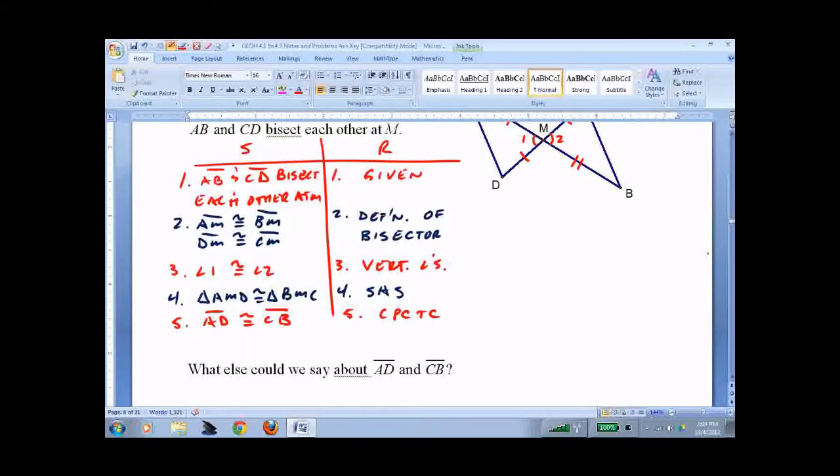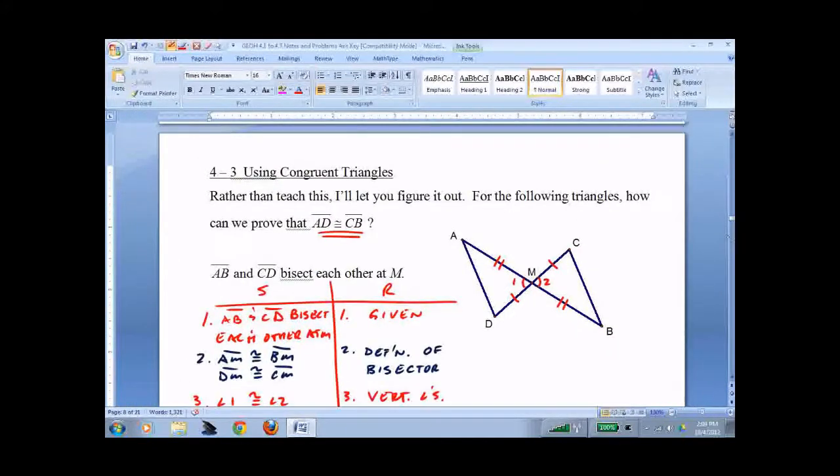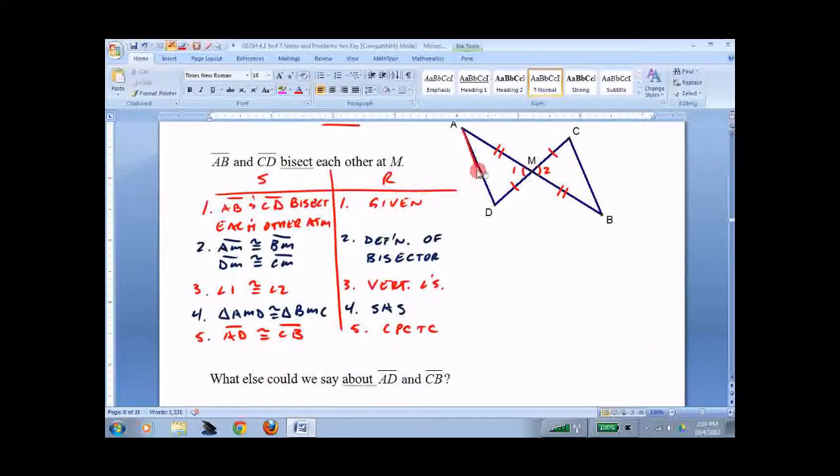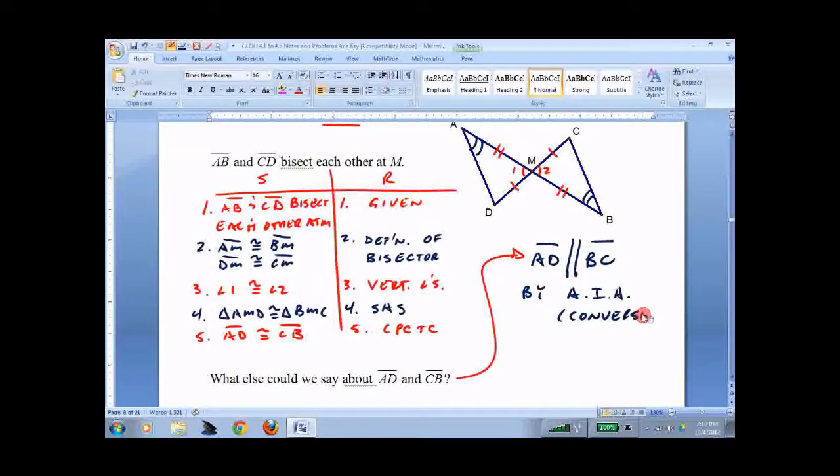So, zoom out so we can see things here. What else can you say about this segment AD and this segment BC? Well, now that we know CPCTC, we could say that these two angles are congruent. And then we could say that AD is parallel to BC, and that would be by alternate interior angles, technically the converse, but you don't have to write that down. Just say alternate interior angles.